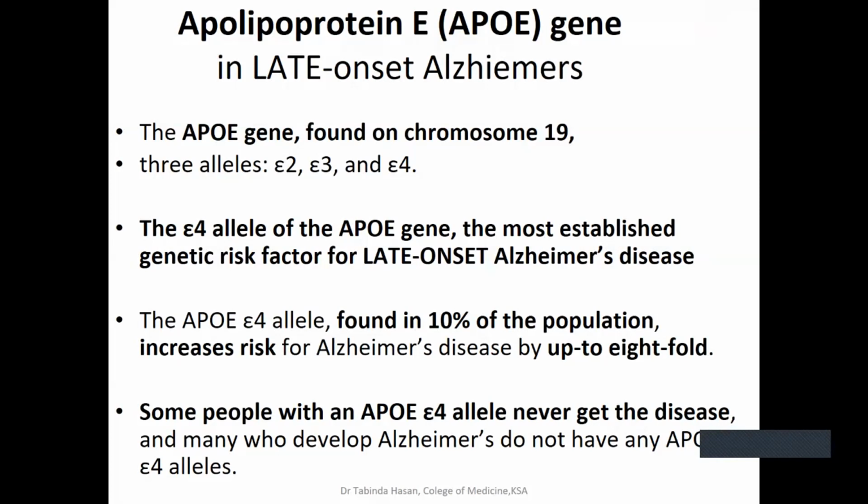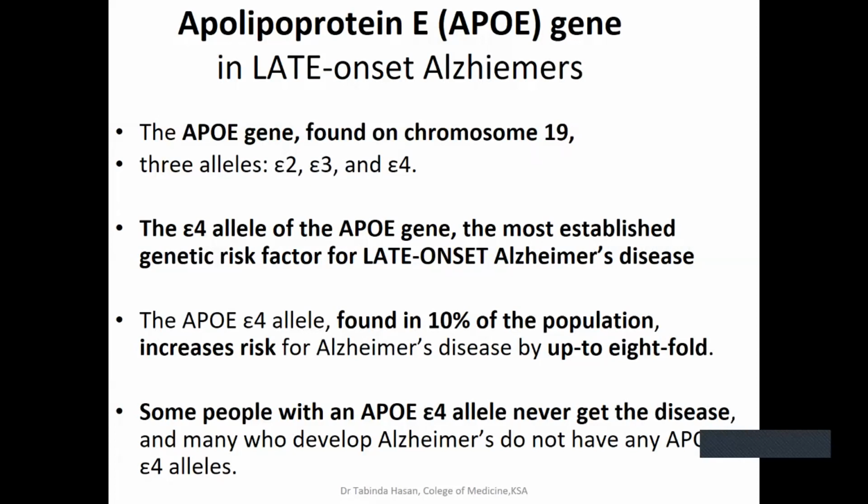So in this gene, there are three physical manifestations of this gene, which we call the 3 alleles. So there is allele 2, 3, and 4. But the allele 4 is the one that is related with the APOE gene and the most established genetic risk factor for late onset Alzheimer's. So the APOE allele is found in only 10% of the population, but see, note the statistics, it increases the risk of Alzheimer's to 8-fold or up to even 10-fold.